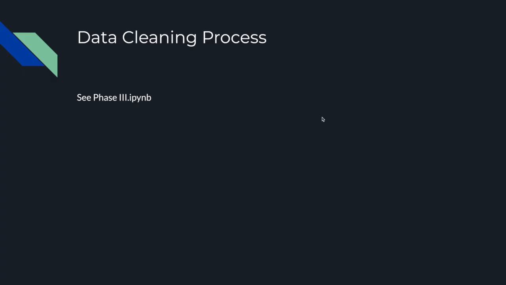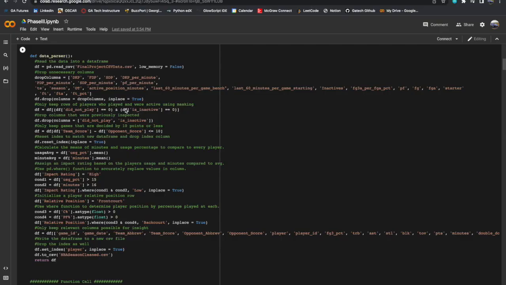For each process, we will go to our phase 3 notebook file and examine the code, and then we will look at the final clean data after it was cleaned. For the cleaning of the downloaded data, in this data parser method, we read it from a CSV into a data frame, and then we dropped all the columns that we did not need. We only wanted to look at games that were decided by 10 points or less to avoid having skewed data.